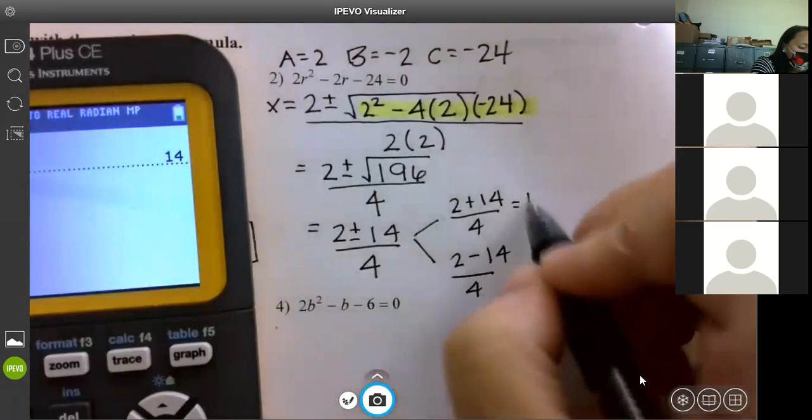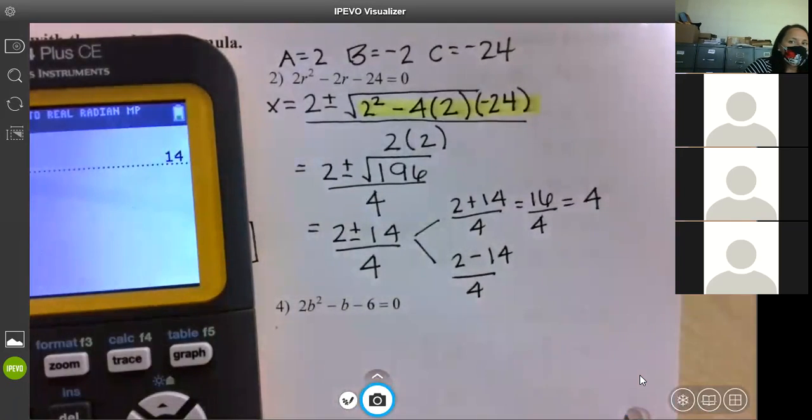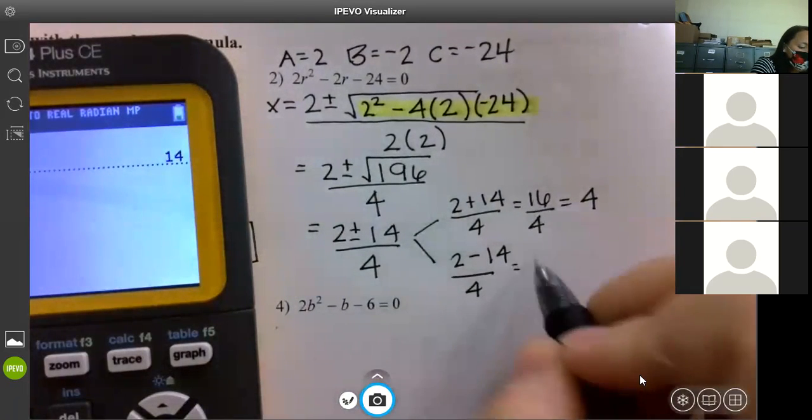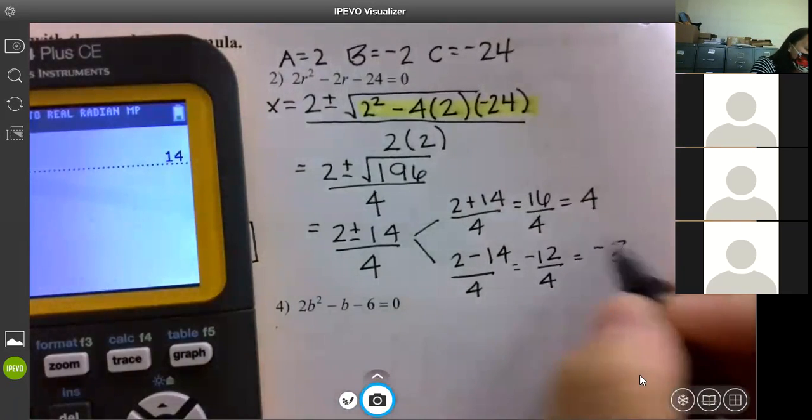2 plus 14 is 16, divided by 4 is 4. 2 minus 14 is negative 12, divided by 4 is -3.